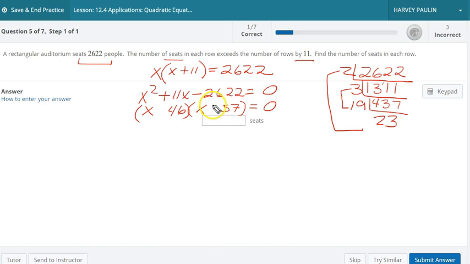So anyway, this would need to be positive, and this would need to be negative. Now remember, when this comes out, the number of rows is what x is. So when I solve this, this is 46 rows. But they want to know how many seats. Now it comes out of the equation as a negative 57. We're going to reject that. We're going to use the 46 and add 11 to it and get 57 here. And that's our answer.